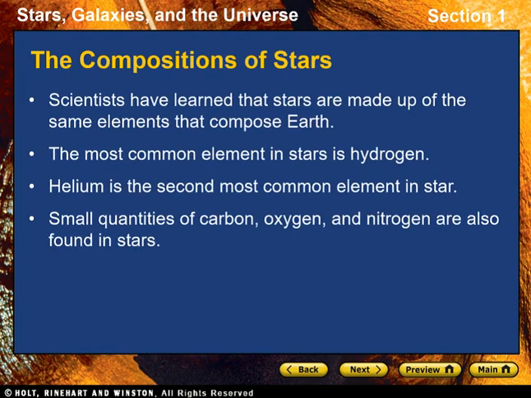The composition of stars. Every chemical element has a characteristic spectrum in a given range of temperatures. The colors and lines in the spectrum of a star indicate the elements that make up the star. Through spectrum analysis, scientists have learned that stars are made up of the same elements that compose Earth. But while the most common element on Earth is oxygen, the most common element in stars is hydrogen. Helium is the second most common element in stars. Elements such as carbon, oxygen, and nitrogen, usually in small quantities, make up most of the remaining mass of stars.